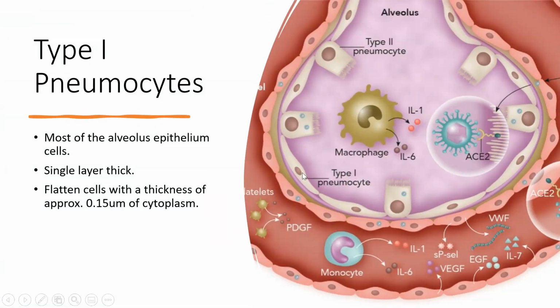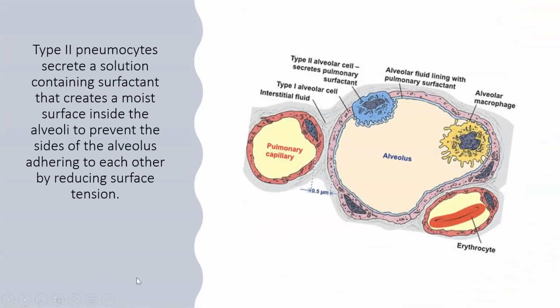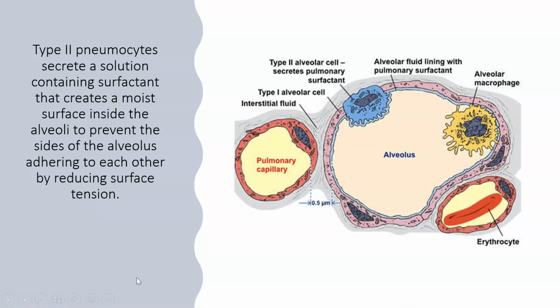Okay, so if you look closely, you can see they're very, very thin cells. Right, let's move on, and we're going to have to look at the type 2s now. So these secrete a solution containing a surfactant that creates a moist surface inside the alveoli to prevent the sides of the alveolus adhering to each other by reducing surface tension.